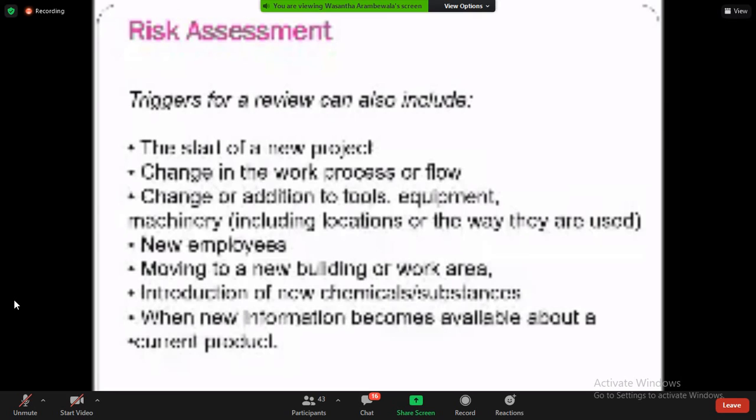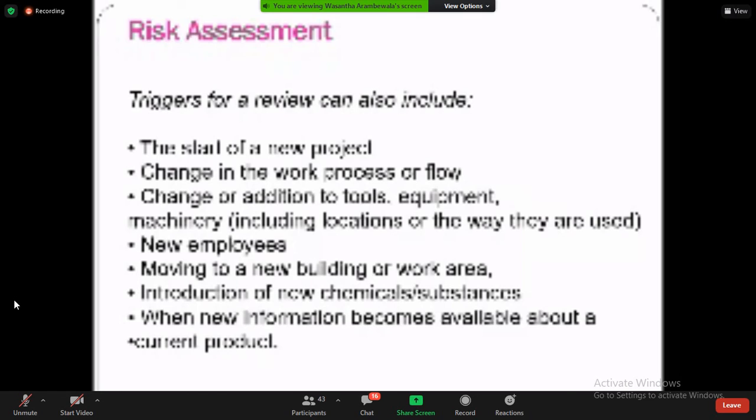Triggers for review of the assessment. If you start a new project, change the process, or change the layout, you have to review the assessment. If you bring additional tools, or add new equipment or machinery for that particular area, you have to. As I said, if there is a change to employees, new employees, or a move into a new building or work area. For example, if you are relocating your building or workshop to a different place, then you have to review the assessment. You cannot use the assessment that you have done at the previous place, right? Introduction of new chemicals or substances, definitely you have to review it.